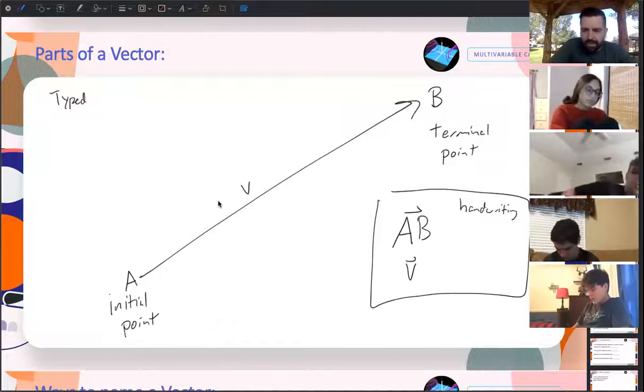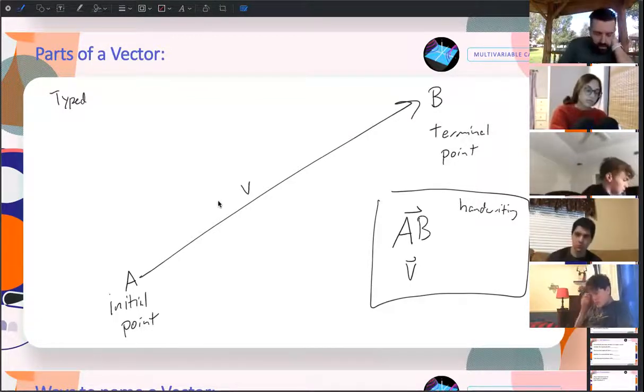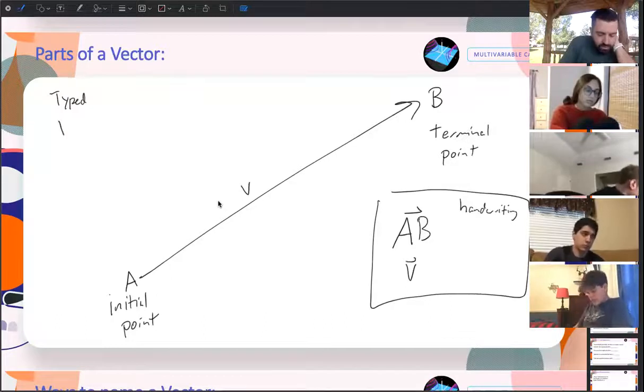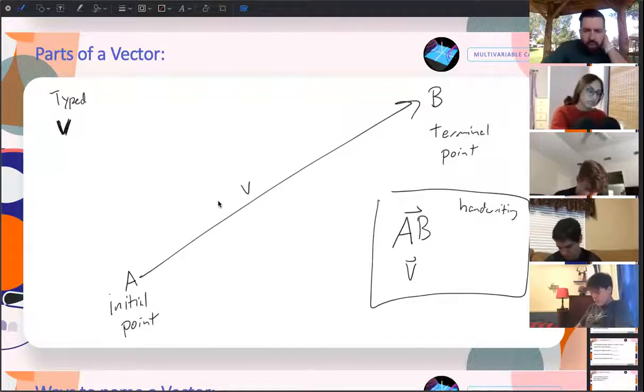Typed, meaning in a textbook, or if you were typing homework answers, a lot of times they'll do bold, which you can't really indicate with handwriting very well. But if you see a bold V, or a bold letter, they're talking about a vector. So generally with handwriting, you don't want to do it that way. You want to use symbols, and just be careful.